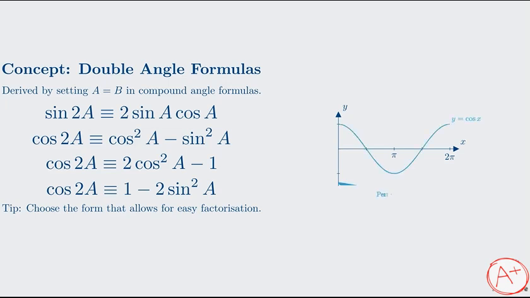Visually, look at the difference between cosine x and cosine 2x. Doubling the angle doubles the frequency. While cosine x has a period of 2 pi, cosine 2x completes a full cycle in just pi radians. This frequency doubling is why we need these identities to solve equations where arguments differ.